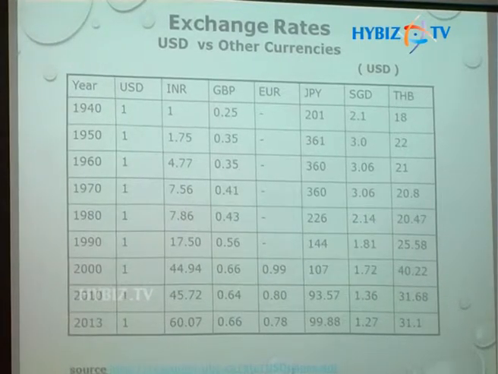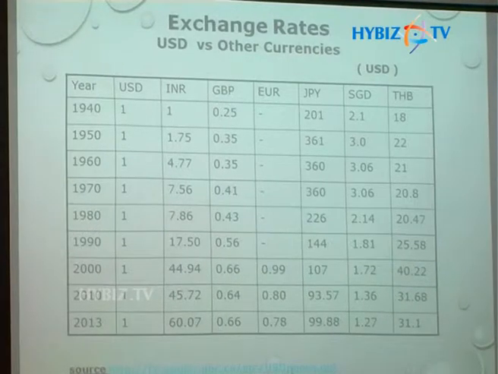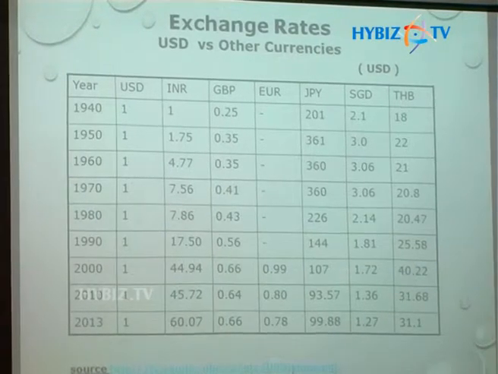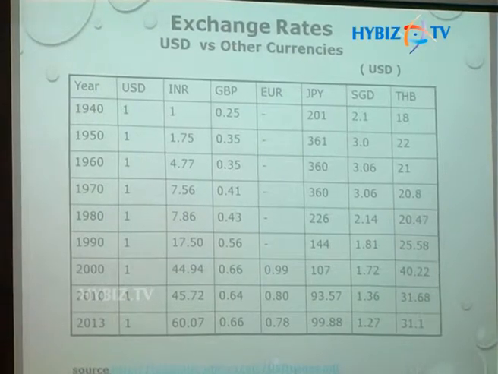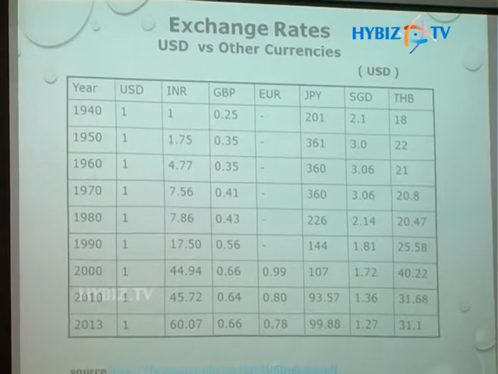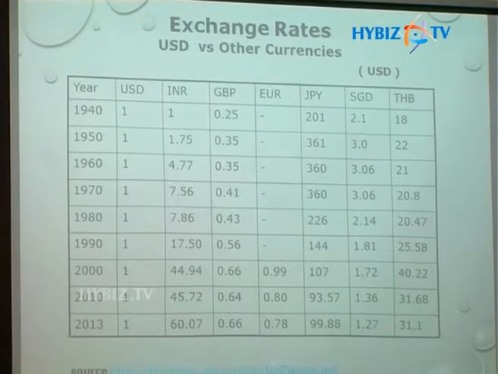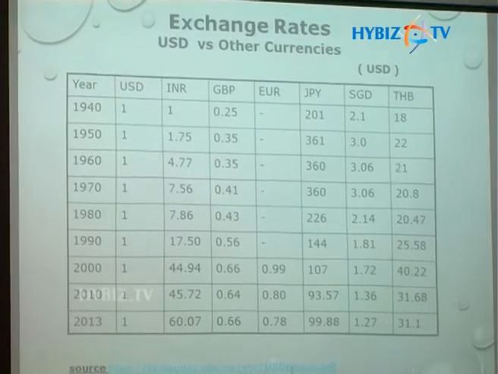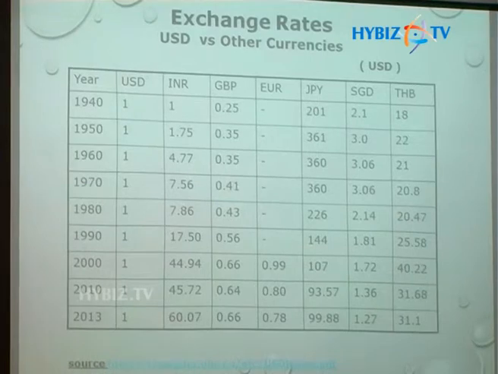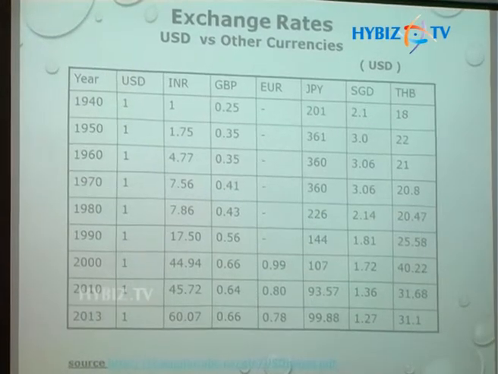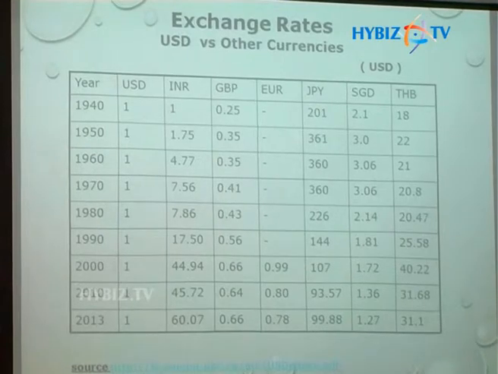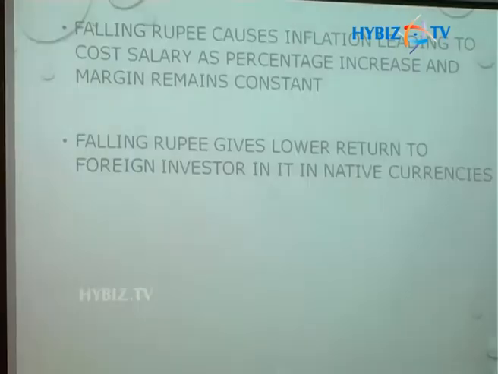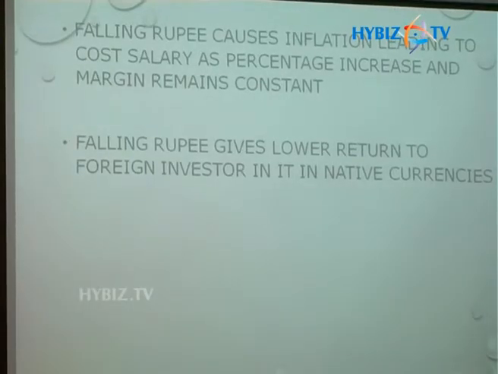The only other currency that has constantly gone up against the dollar is the GBP. There may be some other weaker currencies like the Pakistani rupee or Bangladeshi rupee, but if you look at even currencies like the Thai baht or Filipino pesos or any of these, even the Indonesian rupiah, most of these currencies, they have depreciated against the dollar when their economies were not doing well, just because the rupee is now 60.